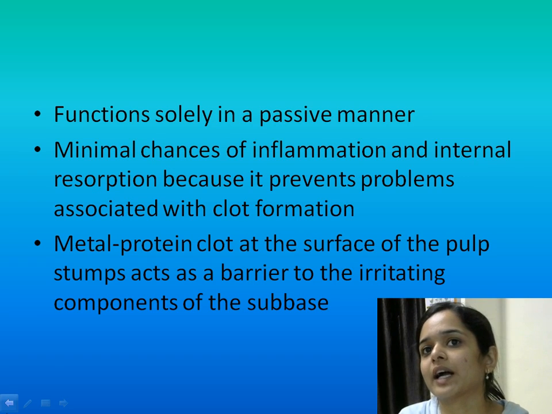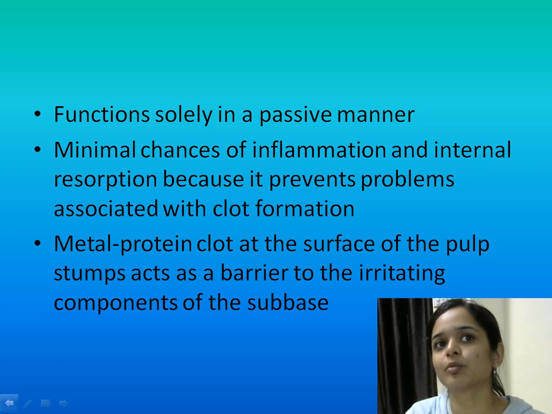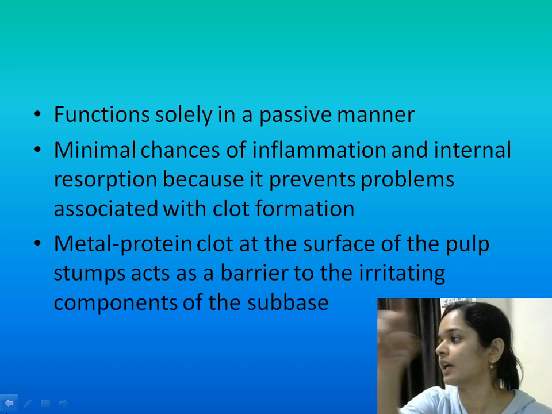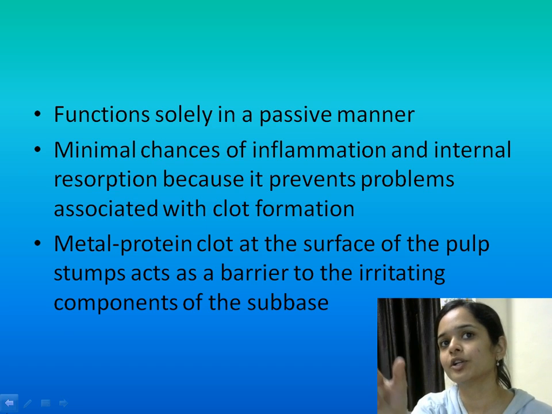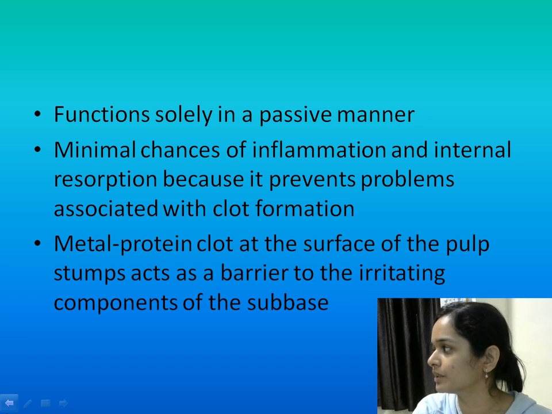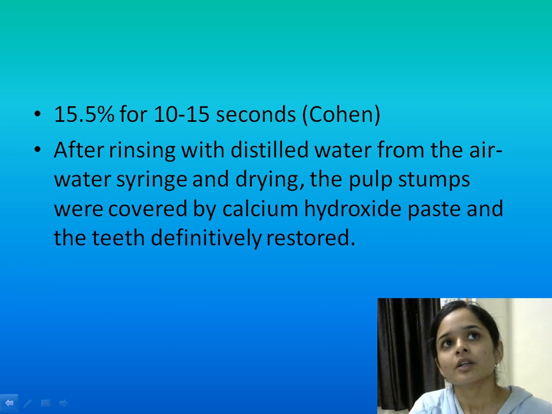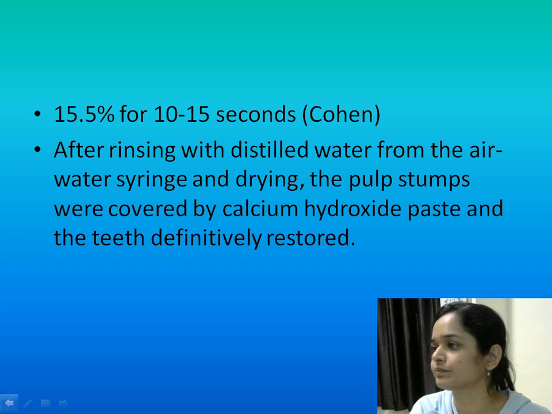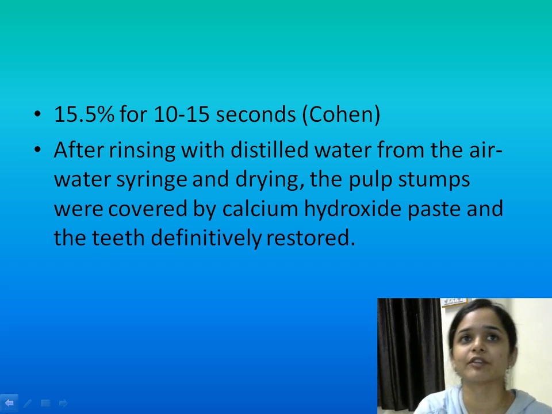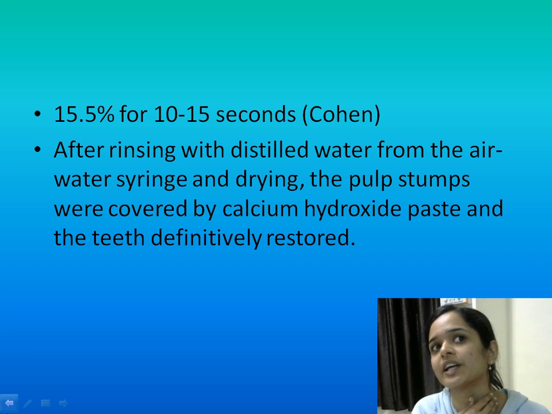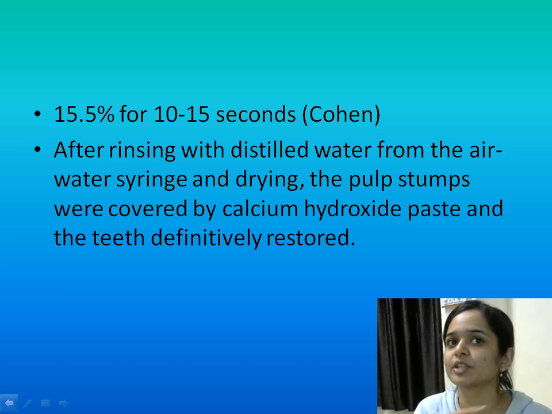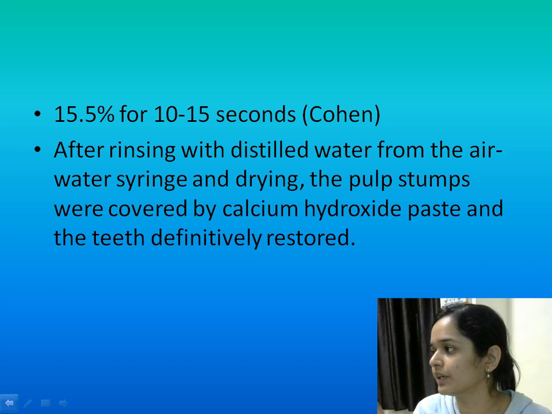Metal protein clot at the surface. Metal protein, as in metal is ferric, and blood protein that agglutinates or clots at the surface of the pulp stump acts as a barrier to the irritating components of the subbase, as I just told you. The concentration is 15.5% for 10 to 15 seconds. They'll ask you this. 15.5% for 10 to 15 seconds. After rinsing with distilled water from an air water syringe and drying, pulp stumps were covered with calcium hydroxide paste and then definitive restoration.